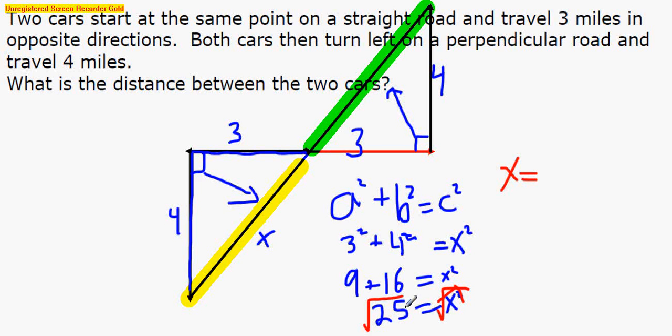So you want to think to yourself, what two numbers multiply together get me 25? And the answer is 5. And so what that tells me is that x is 5, right? So this length right here is 5. The yellow side is 5. And as we said before, the green and yellow are the same, so this green is also 5. And so how far is it from this car to this car? Well, it's this 5 plus this 5, so it would be a total of 10 miles. And that would be your answer.